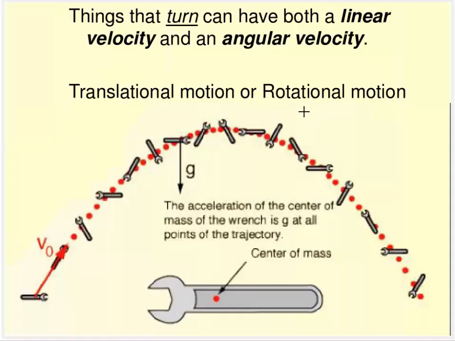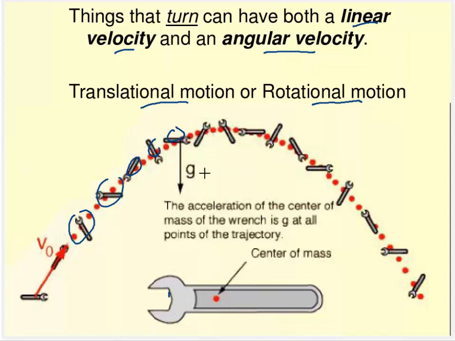Now, things that are rotating, we're going to say that they have rotational motion, and that can be combined with translational motion. If you think about taking a wrench like this one right here and tossing it like that, and you could kind of picture it spinning around as it works its way around right there, things can have both a linear velocity, which is how fast it's moving side to side, and an angular velocity, which is just kind of how fast it's rotating.